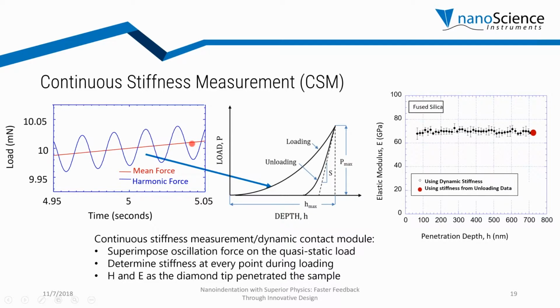Now, what's the benefit of applying these harmonic oscillations? The benefit is that with this signal that we are applying, we get tons more data compared to the other techniques we discussed. So we get depth-dependent data. While we are actually penetrating into the sample, you are collecting modulus and hardness data at each particular point. So this is really, really powerful.